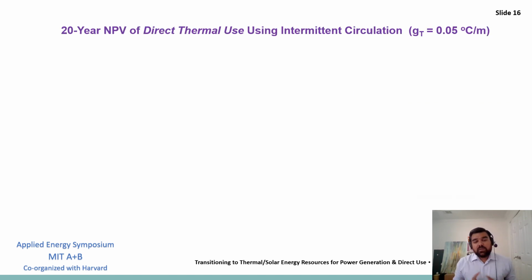So what about the economic implications of the direct use case? Here we wanted to compare the same 20-year NPV scenario for direct use with intermittent circulation, so 12 hours on, 12 hours off kind of circulation. The geothermal gradient, as I mentioned, is lower than the power generation scenario, so you have a 0.05 degrees C per meter geothermal gradient. In this scenario, we compared different fluids, water and pentane.